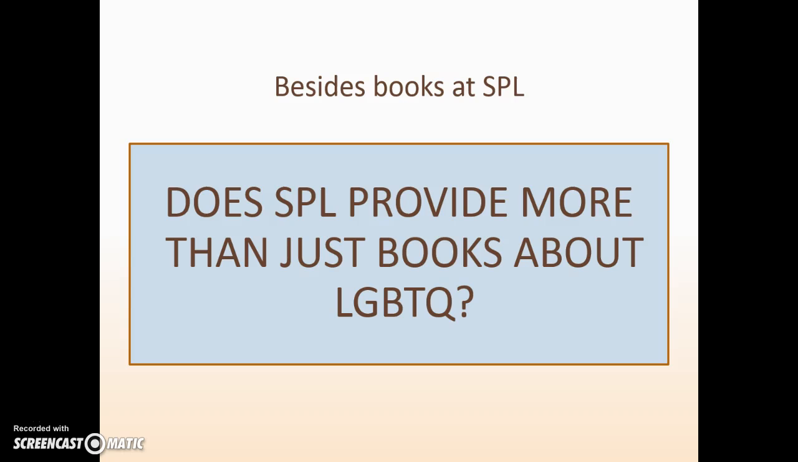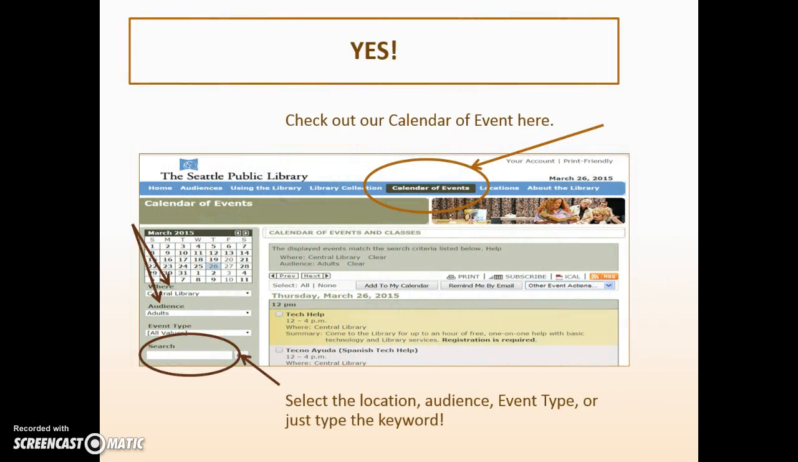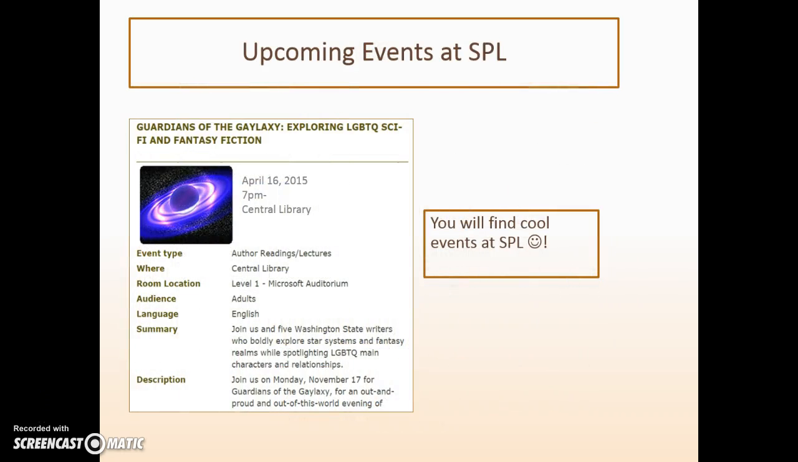Next is about besides items. Does SPL provide more than just books about LGBTQ? Yes. From our main page, you can go to Calendar of Events and select the location, audience, event type, or just type keywords such as LGBTQ under the search box. This is an example of our upcoming event, with 5 Washington State writers and their science fiction and fantasy books with LGBTQ characters.